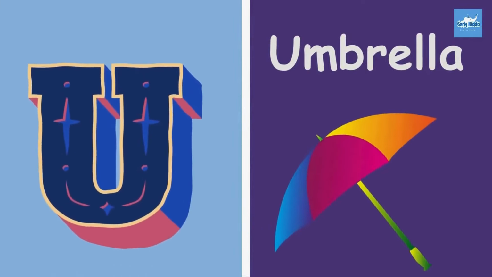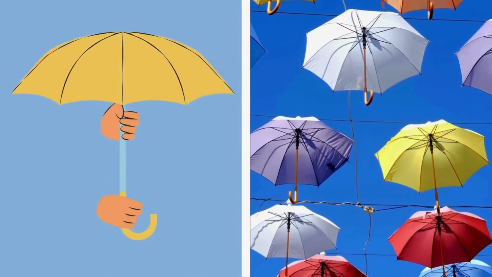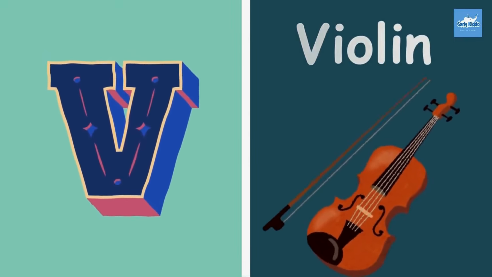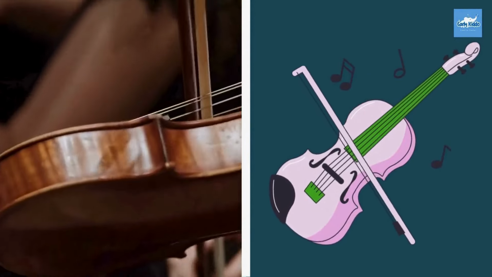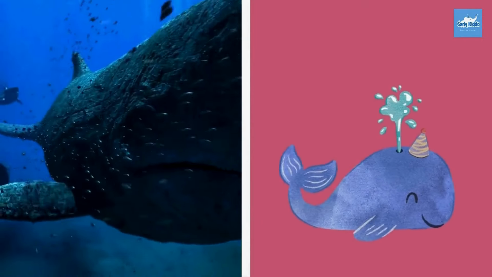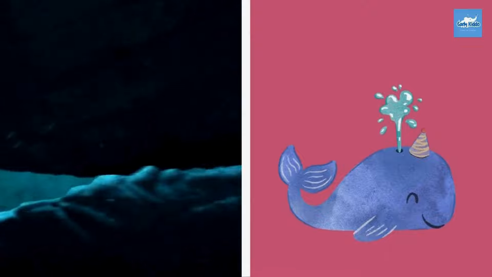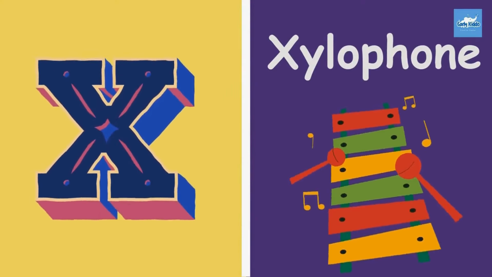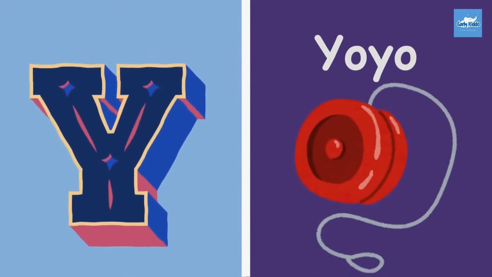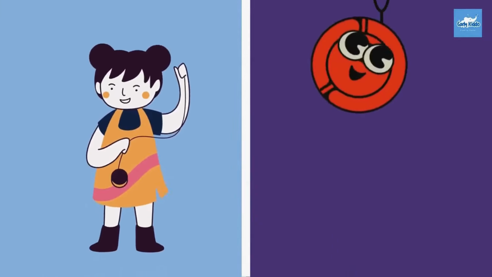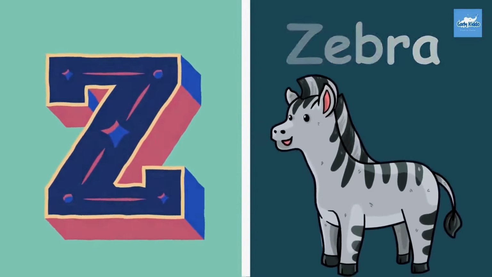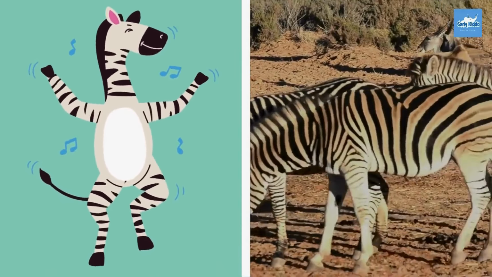U is for umbrella. U, u, umbrella. V is for violin. V, v, violin. W is for whale. W, w, whale. X is for xylophone. X, x, xylophone. Y is for yo-yo. Y, y, yo-yo. Z is for zebra. Z, z, zebra.